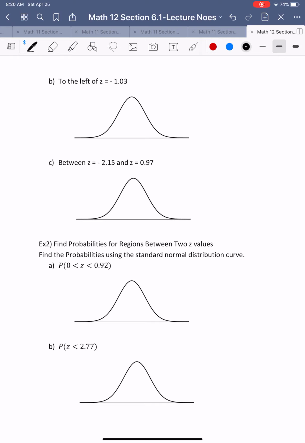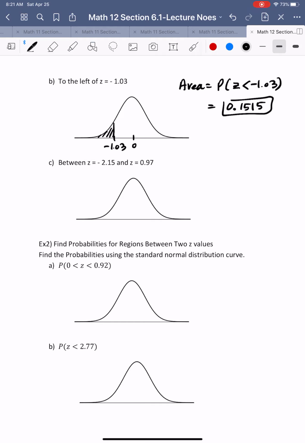Now to the left of z, there's a 0 here, and about this place is negative 1.03. So you're looking for the area under this curve, which is P(z < −1.03). Use the z-score table, and it'll tell you 0.1515.